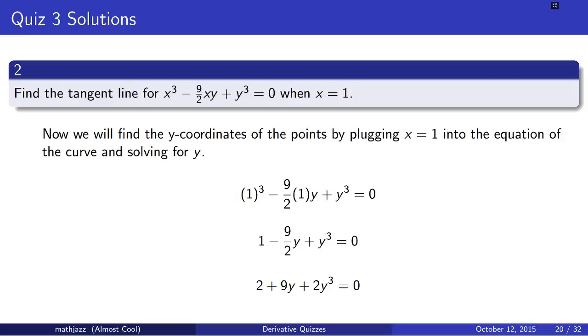There's an error on the slide. That should be a negative sign in front of the 9. And then we can use the rational roots theorem to find the roots of 2 minus 9y plus 2y³. The roots of that polynomial will also be the roots of 1 minus 9/2 y plus y³ equals 0.